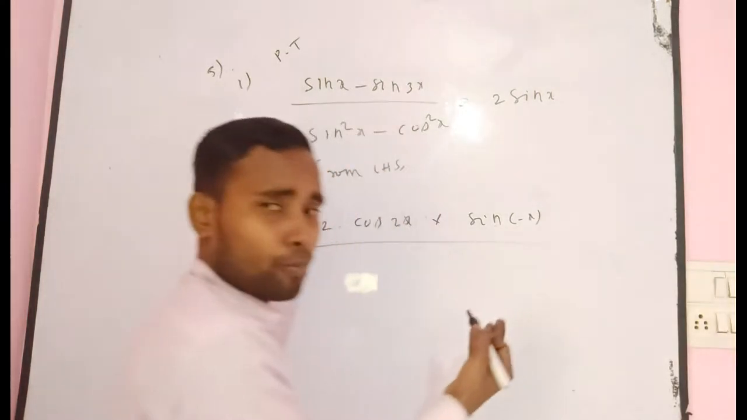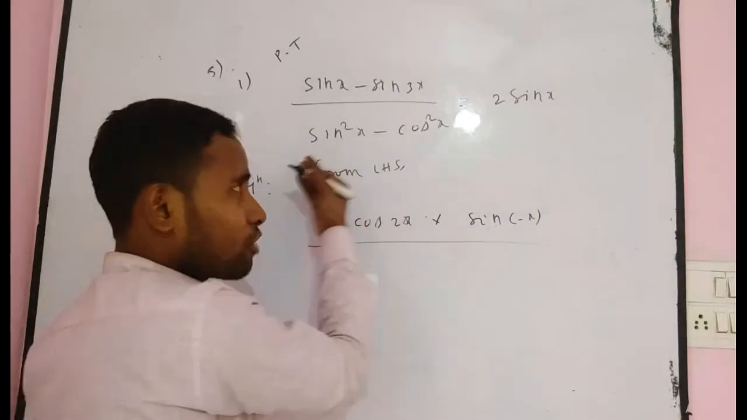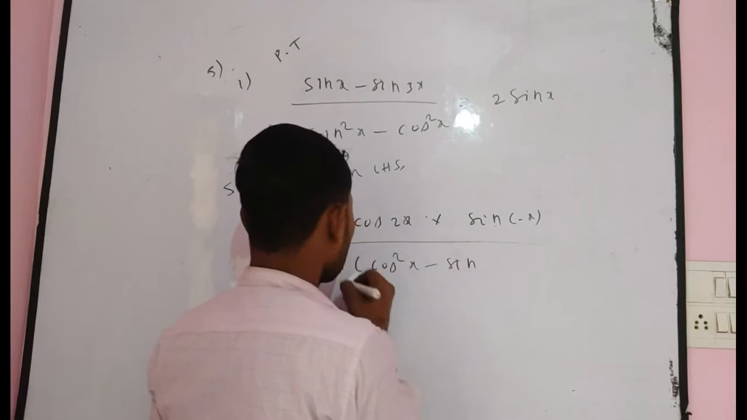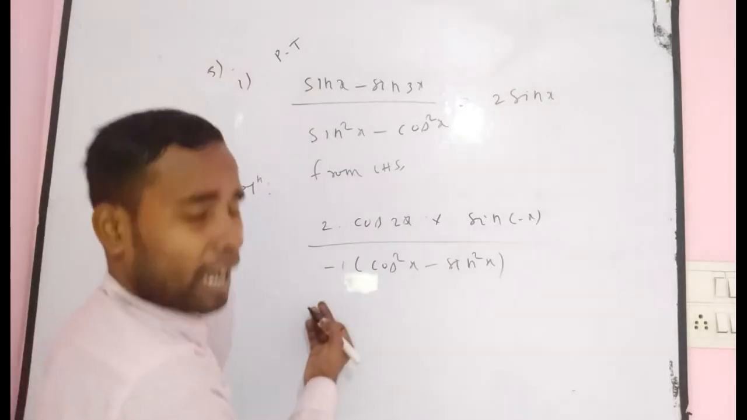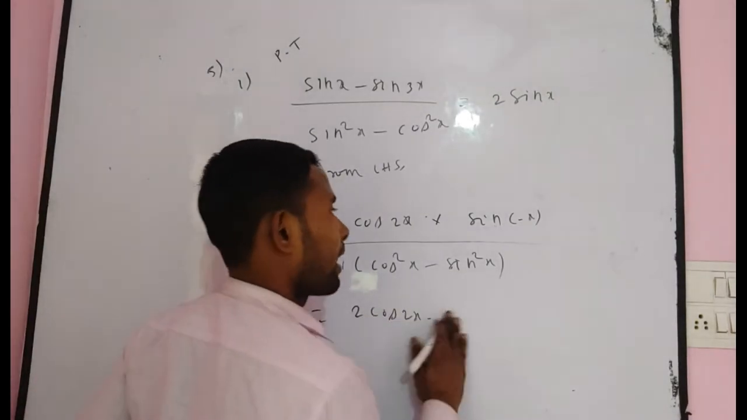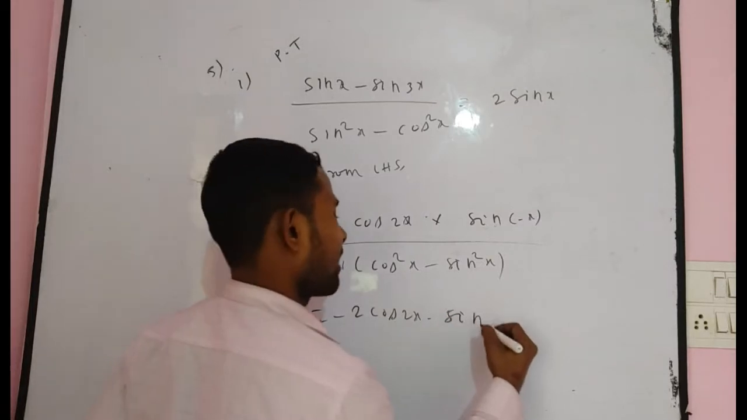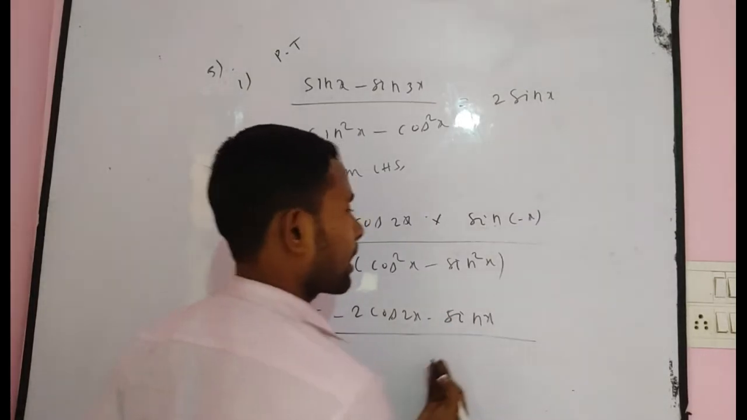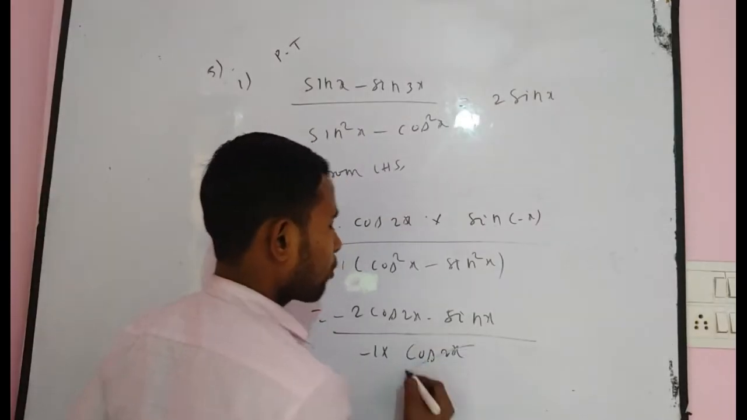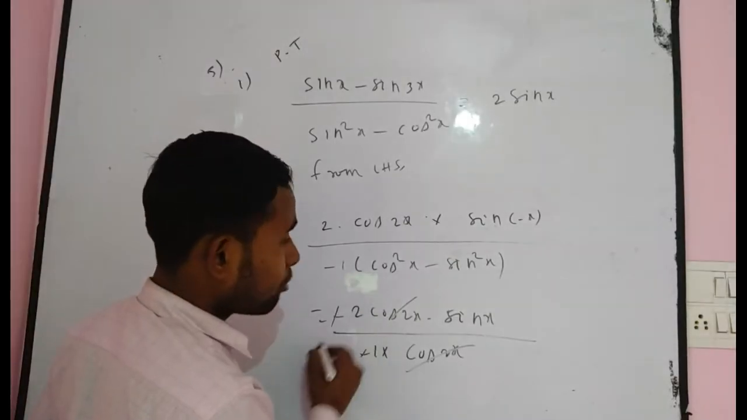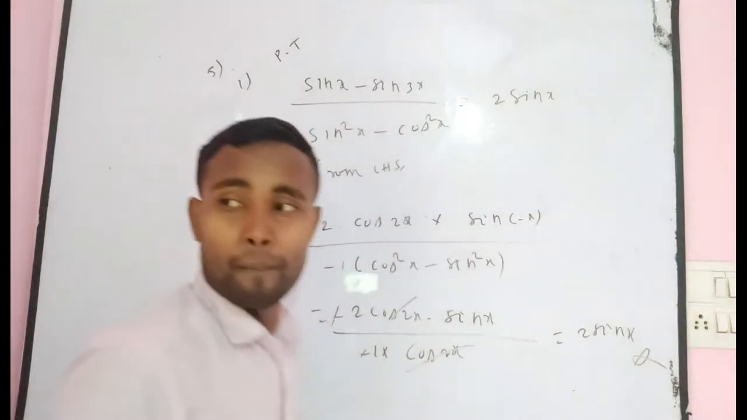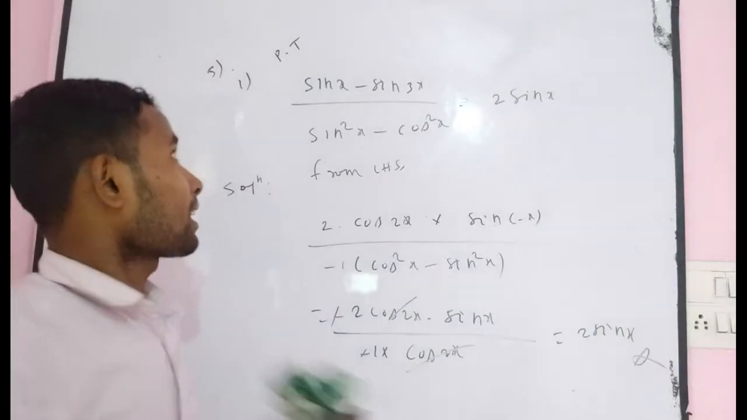Divided by, I have written directly. You can manipulate it. After taking minus common in this expression, what do you get? Minus (cos square x minus sin square x). Can you write it? I have taken minus 1 common here. In the numerator you get 2 cos 2x into sin, and sin(minus x) is equal to minus sin x. So can you write minus 2 cos 2x sin x, divided by minus 1 into (cos square x minus sin square x), which will be what? cos 2x. Here cos 2x and cos 2x will cancel, and minus minus also cancels. Finally, you get what? 2 sin x. I think it is a very easy problem for you. Again, I will take another example for you.